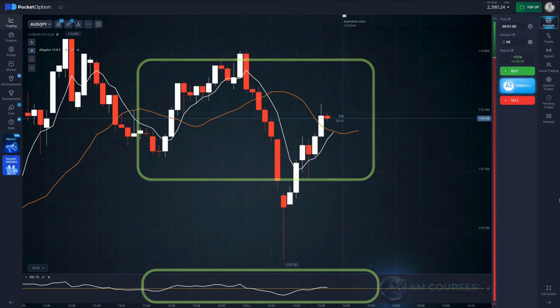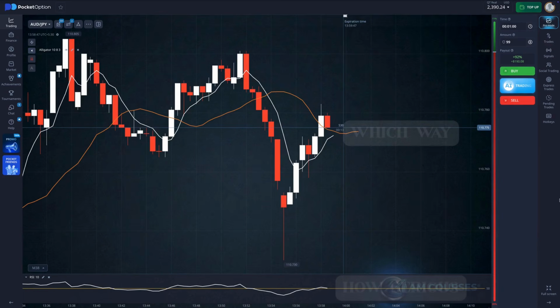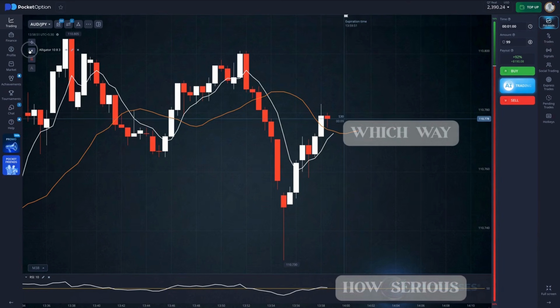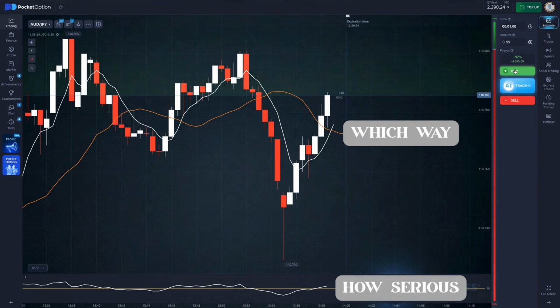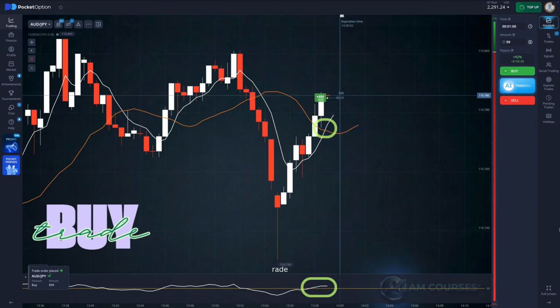Before the rules, understand what we are actually doing here. The 2 lines on the chart tell us the trend has turned. The line below the chart tells us whether that turn has real strength behind it. One says which way, the other says how serious. We only trade when both agree. Let us take a buy first.